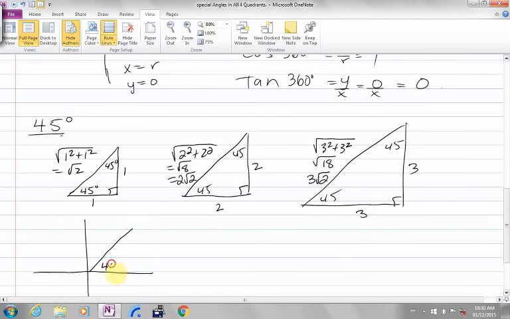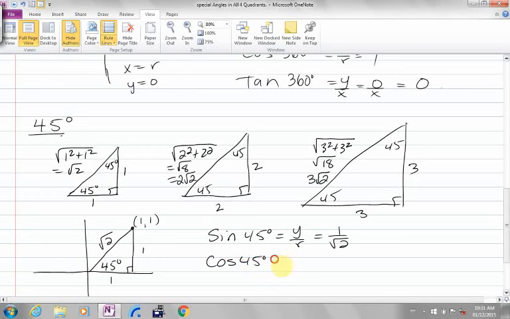So if I have a 45-degree angle here, for now we're going to think of it as a triangle with those dimensions. Okay? So x is 1, y is 1, r is root 2. We can also think of it, that point we know has to be at 1, 1. So then the sine of 45 degrees, which is y over r, is 1 over root 2. The cosine of 45 degrees, which is x over r, is also going to be 1 over root 2.